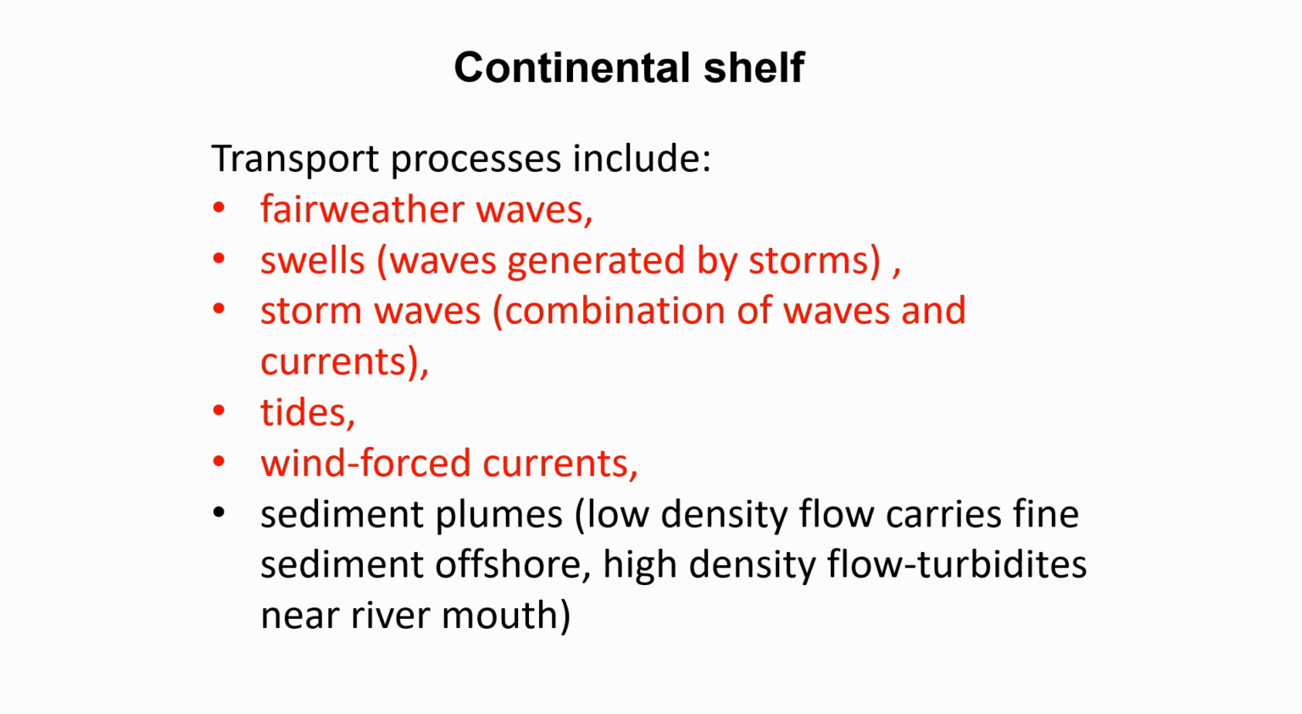The second and third, swells and storm waves, occur during storm weather. We know that during the storm, the flow direction of the water is unpredictable. Therefore, we can have hummocky cross stratification developed during storm deposition. And another thing is that sea level is going to increase during the storm weather. When the storm starts waning, the sea level is going to drop back to its normal level.